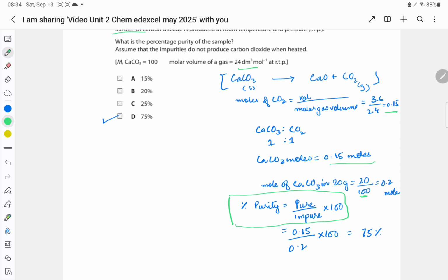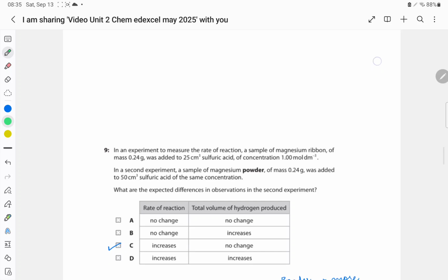So what is the pure? The pure is the one that we have calculated from the equation over here, that's 0.15, and 0.2 is from the sample that we have. So basically it's the experimental one. So 0.15 divided by 0.2 multiplied by 100 gets 75%. So D is going to be the correct option.